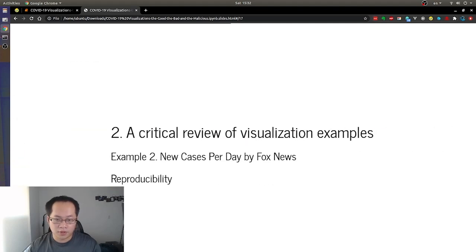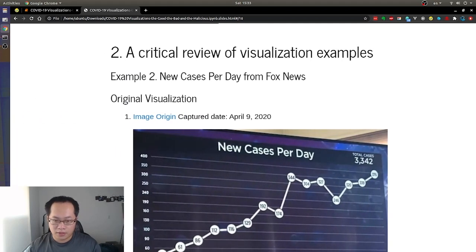So let's do a critical review. And first, we try to check the reproducibility. If you pay attention to this graph, especially the x-axis and the y-axis, we will see something interesting. You will see the y-axis is actually not even. For example, here's 90 and 100. From 90 to 100, the scale is roughly this large. But it's the same from 300 to 350 and 350 to 400. The same distance here represents 50 cases, and here represents 10 cases, 30 cases, and 30 cases.